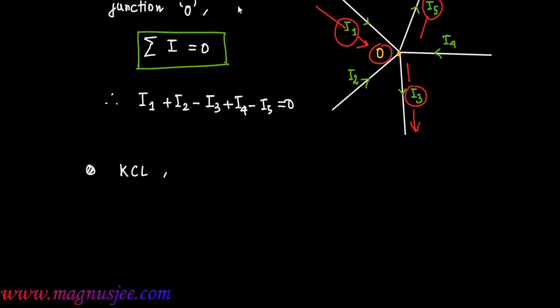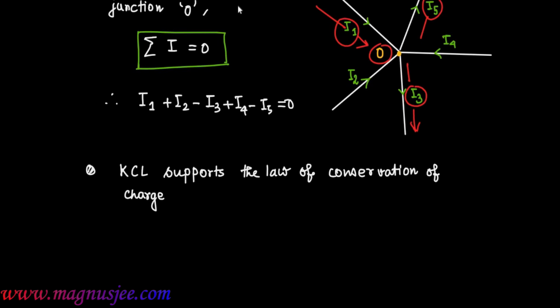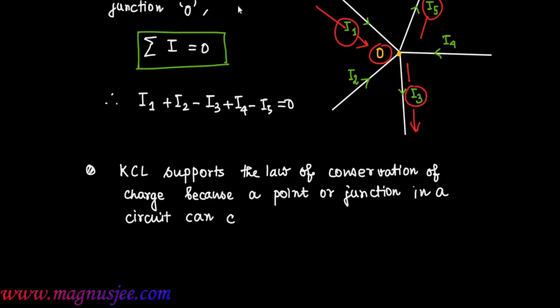Additional information in connection with Kirchhoff's current law. KCL supports the law of conservation of charge because a point or junction in a circuit cannot act as a source or sink of charge.